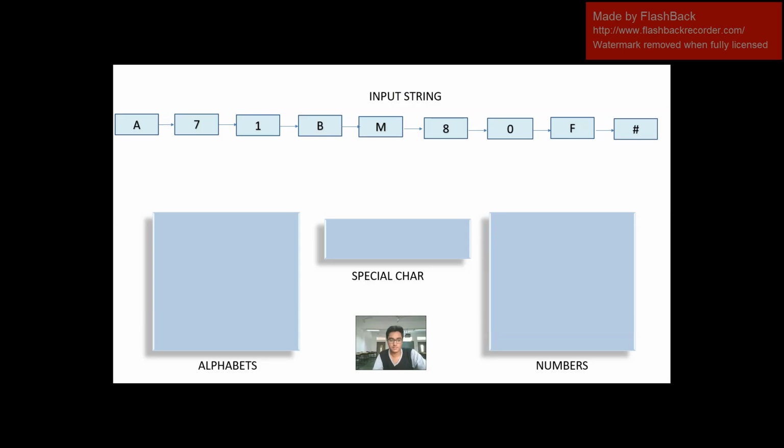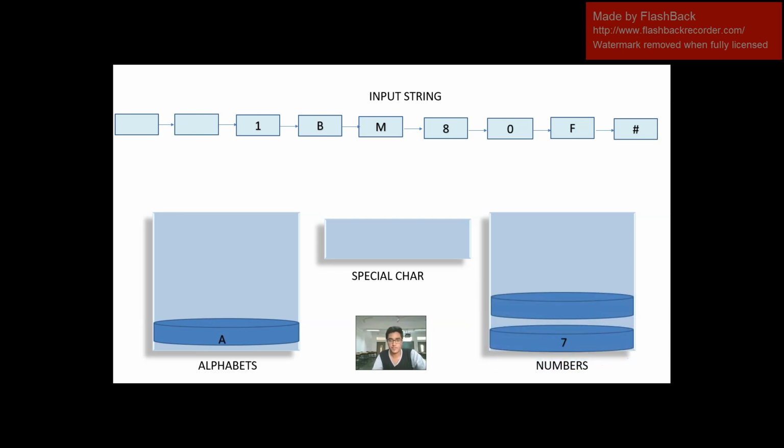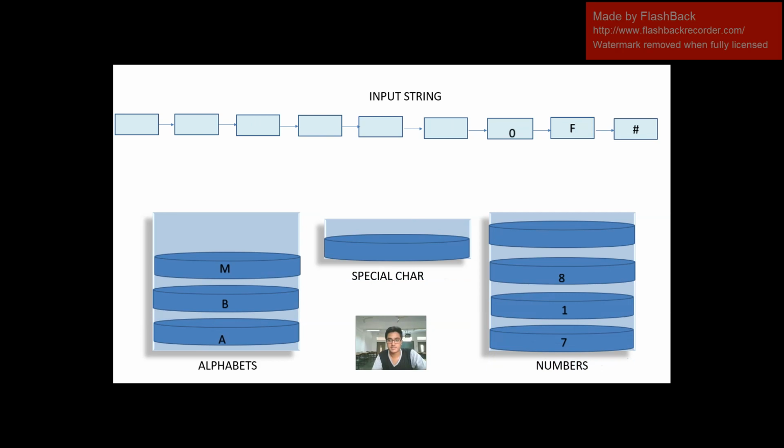And the logic behind solving this problem. The first step is to read the input string. Now here we have the sample string. The next step is to maintain 3 different stacks for alphabets, digits and special characters. Now let us segregate the input string. We can see that A being an alphabet is pushed into the alphabet stack. 7 being a number is pushed into the number stack. We can see that the rest of the inputs are pushed into the respective stacks. Lastly, we can see that hash being a special character is pushed into the special character stack.